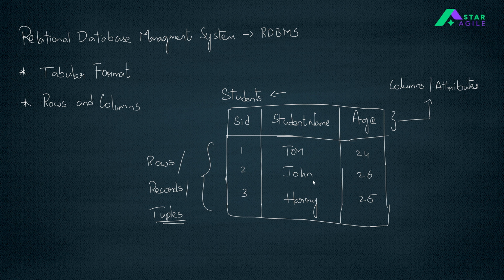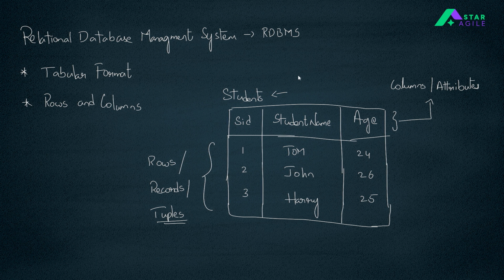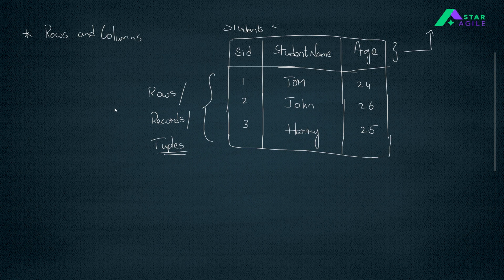Even if you are looking at it in SQL, or for example if you see the data in Excel, in which format will you see the data? Tabular format itself. You will have the rows and the columns. Like this the data is structured. This is the data talking about the students, and we have the student IDs, the student names and the age of that particular student.